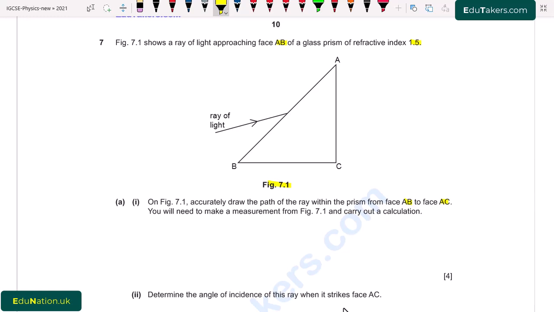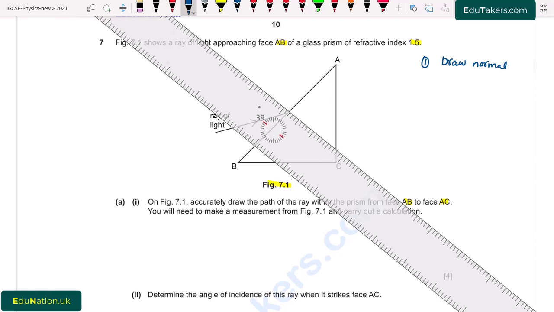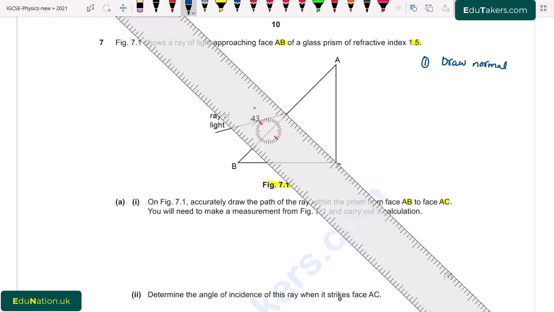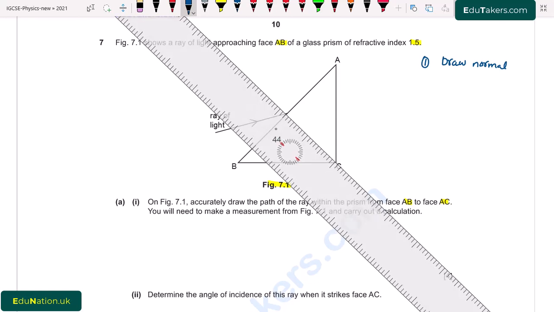So first of all, to draw the path of this ray inside the prism, we have to draw the normal. The first step is to draw the normal. By using a ruler, I draw the normal at face AB. So this is the normal line here.